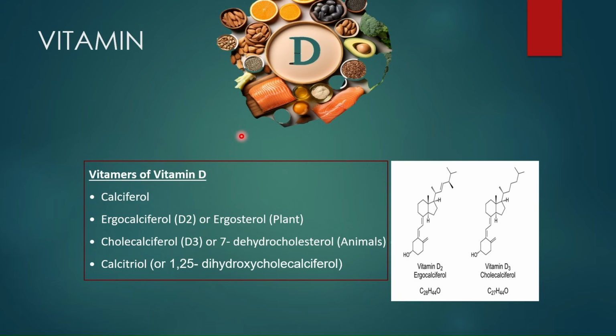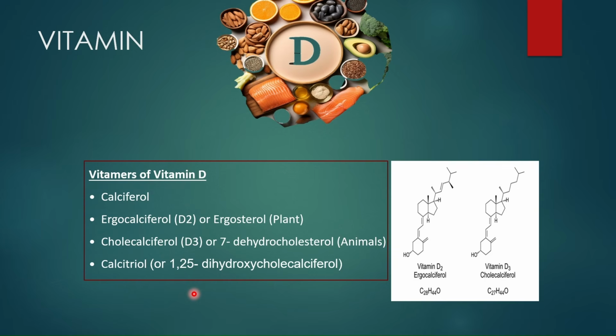Forms of vitamin D include calciferol, ergocalciferol, cholecalciferol, and calcitriol. Ergocalciferol or ergosterol is a plant-derived form of vitamin D. Cholecalciferol or 7-dehydrocholesterol is an animal-based vitamin D. And the calcitriol or 1,25-dihydroxycholecalciferol is the active form of vitamin D.